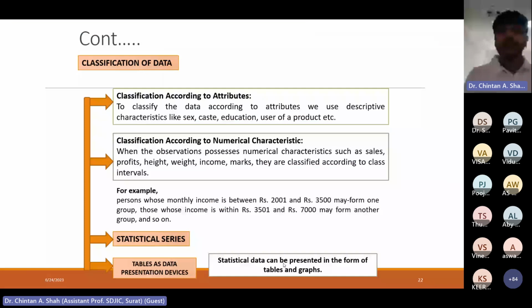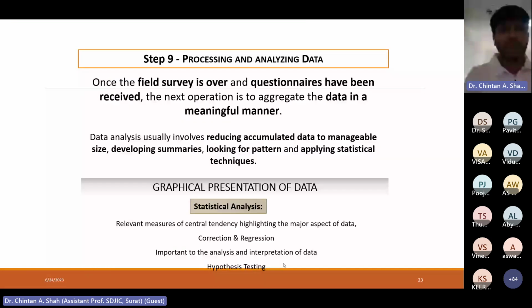Last is processing and analyzing the data through graphical representation in a meaningful order. You can convert raw information into statistical data. For example, through research you can find that 90% of respondents are aware, so this 90 becomes your data, and you can publish that 90% of respondents are aware about so and so scheme. So you can convert raw information into meaningful information. Relevant measures of central tendency highlight the major aspects of data. You can use correlation, regression, hypothesis testing, and n number of statistical tools available to us.